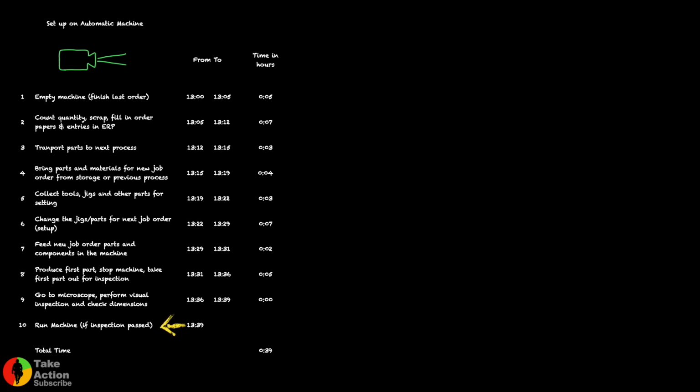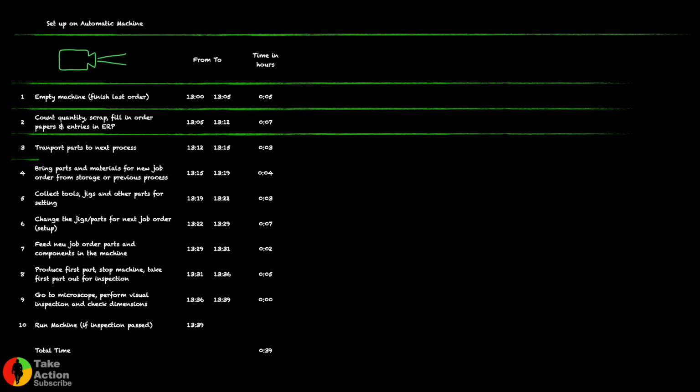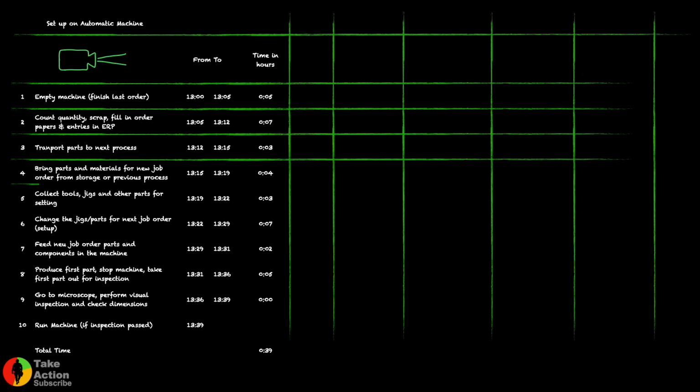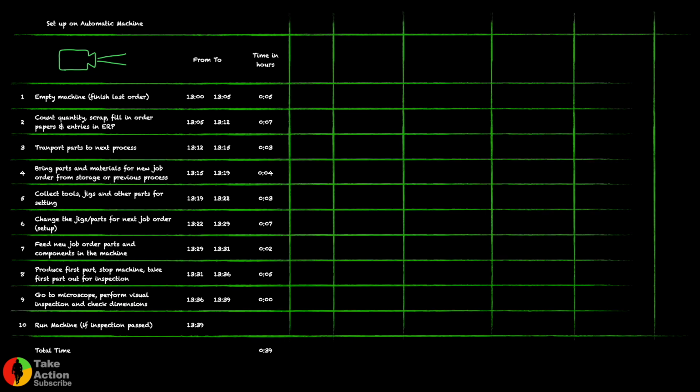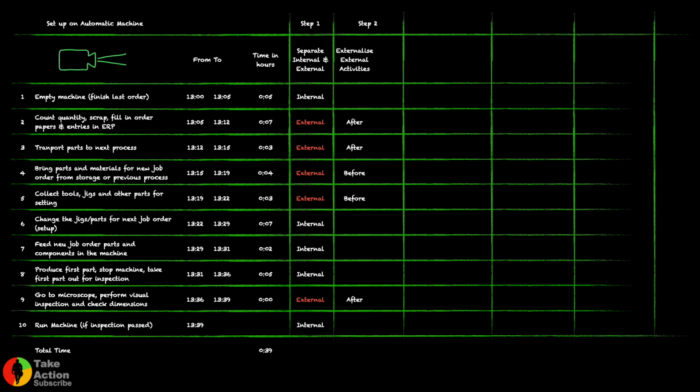So these are the main activities which are very common in most of the automatic machines. And with this example, we can see what the ideas are and how we can implement the SMED method. The very first step is to categorize activities into internal activities and external activities. Here we have a very good mix of internal activities and a lot of external activities. Step number 2 is to externalize all the external activities.